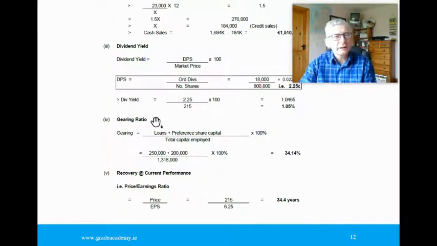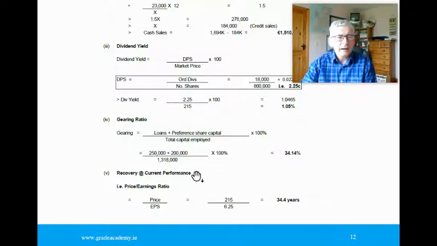Part 4 then was the gearing ratio. Now, gearing is the loans plus the preference share capital as a percentage of the total capital employed. And we get that total capital employed figure as the total in the balance sheet. So therefore, the loans, the debentures were 250,000, the issued preference shares was 200,000, and the total capital employed in the balance sheet is 1,318,000, multiplied by 100%, and that gives us 34.14%.